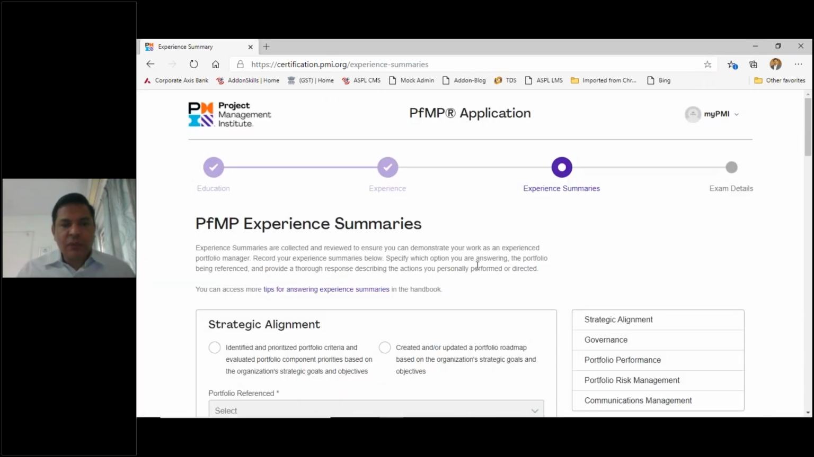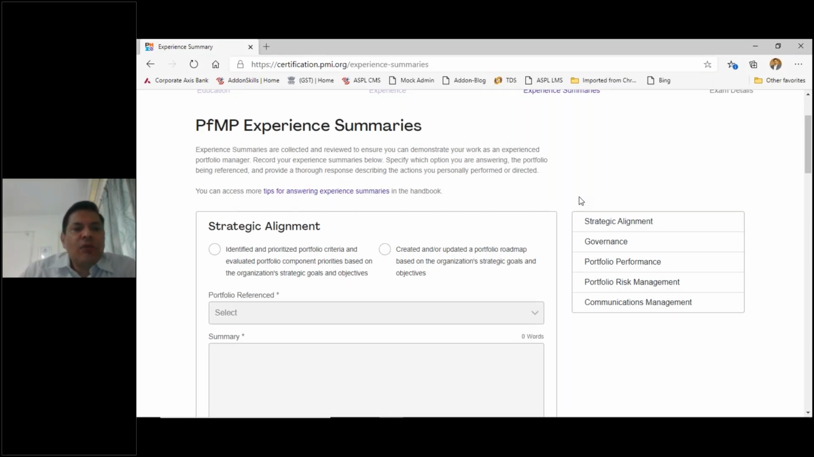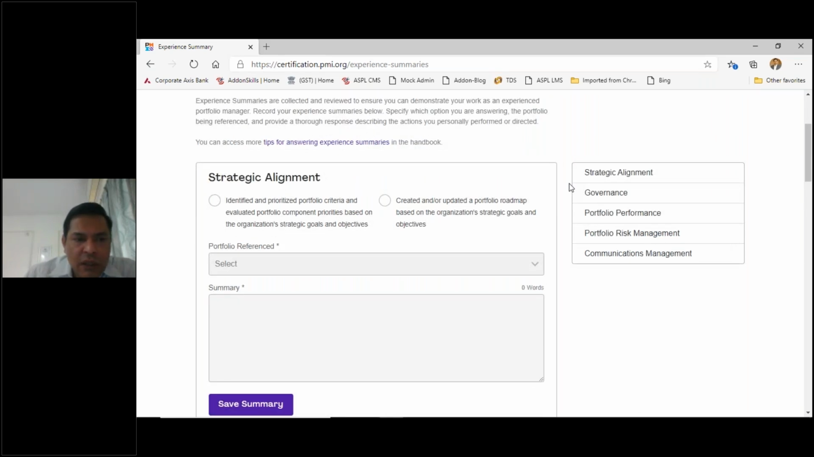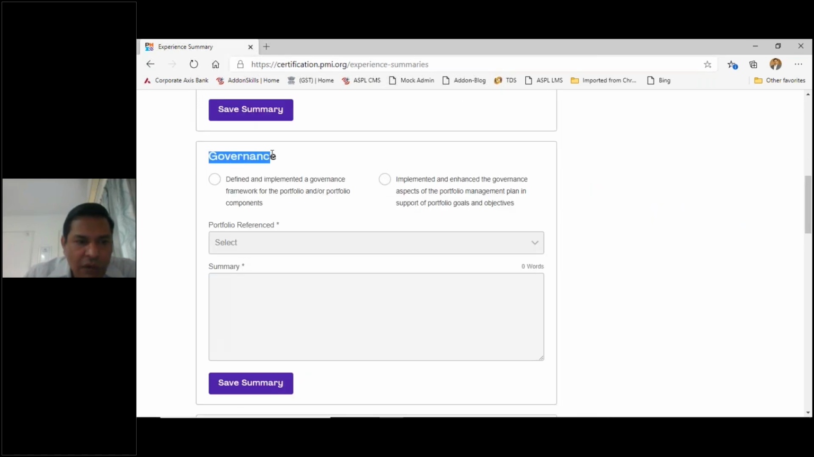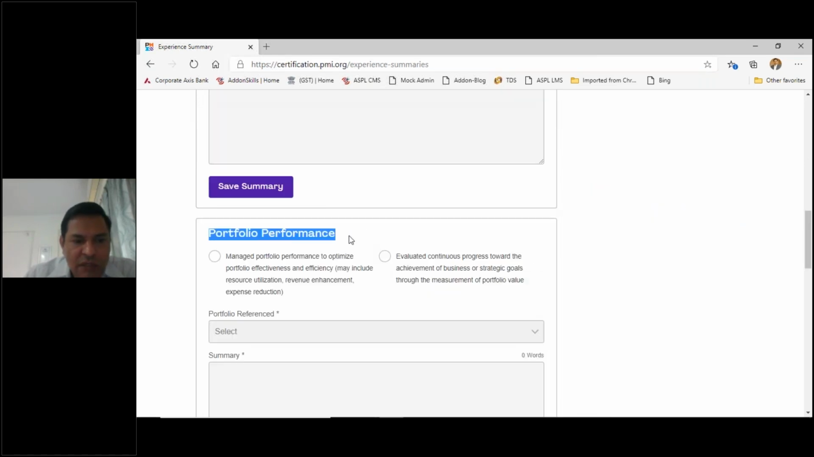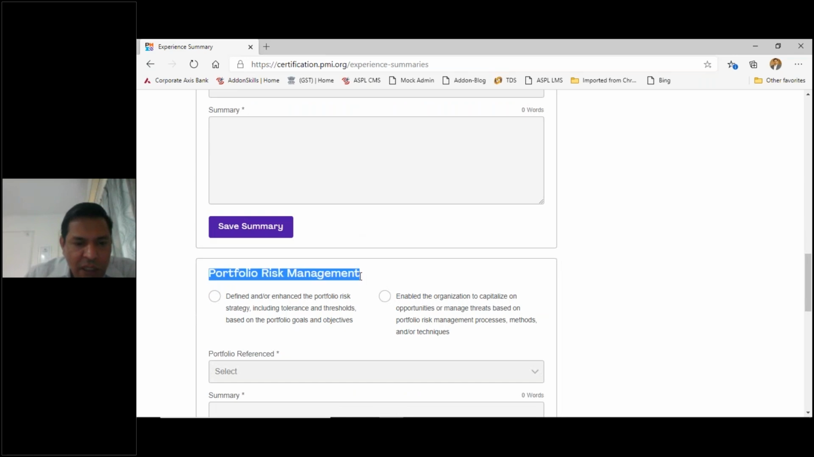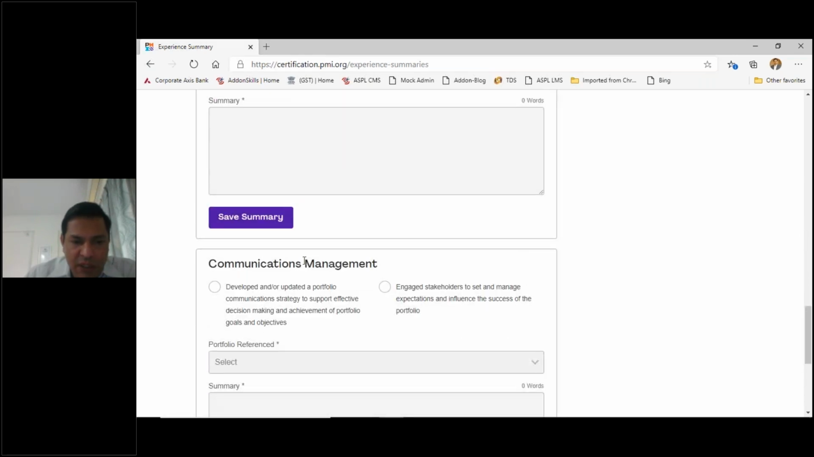Yeah. Now this is the most experienced part, the experience summary. Now friends, in the portfolio management standard, we have 5 domains. For each of the domains you will have to write your experience. What are the 5 domains? The 5 domains are strategic alignment, portfolio governance, portfolio performance management, portfolio risk management, and portfolio communication management.